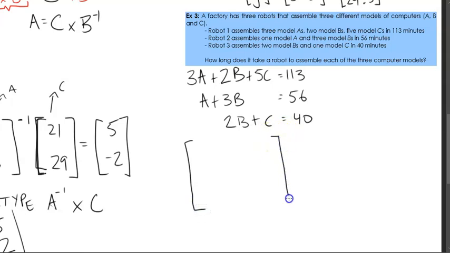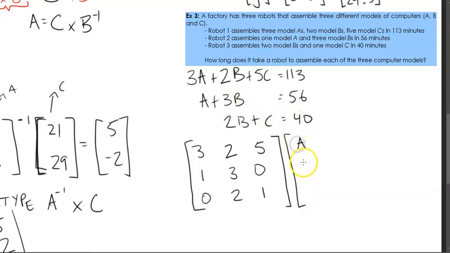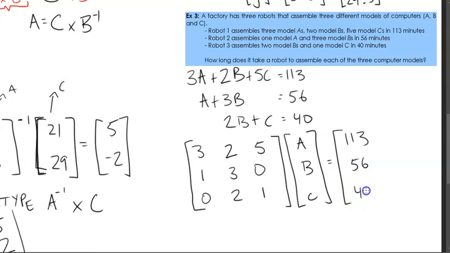Now let's write this in matrix format. This is going to be a bit bigger because it's a 3 by 3. We have a 3, we have a 2, we have a 5. Then 1, 3. When there's nothing there for that pronumeral, you just put it as 0. And then again 0, 2, and 1. This multiplied by whatever pronumerals we're using, and this is equal to 113, 56, and 40.